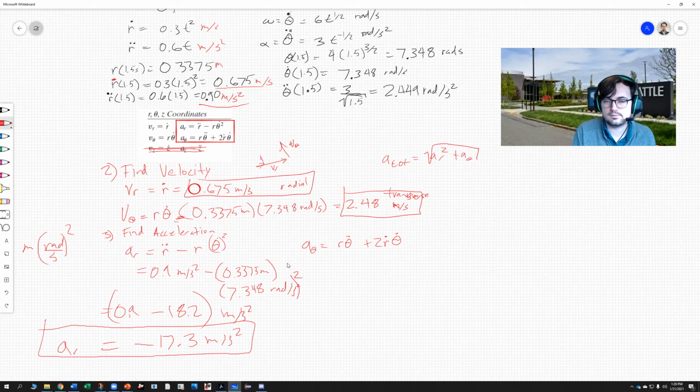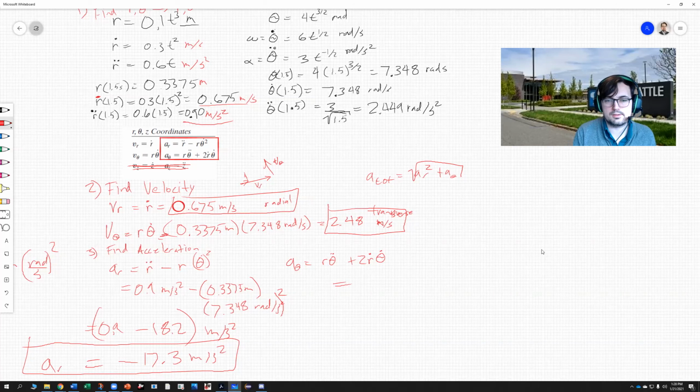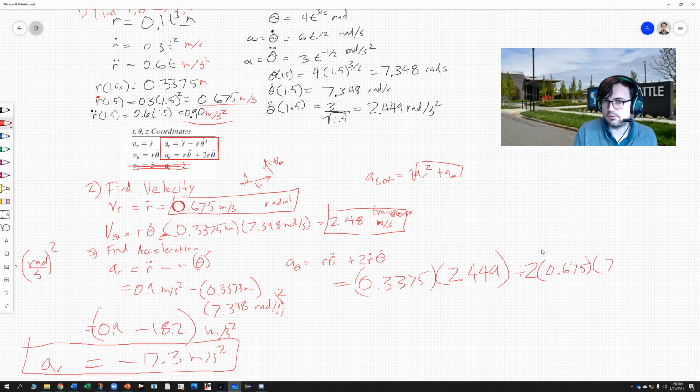a theta is going to be r. In this case, r is given up here. That's 0.3375 times theta double dot. Theta double dot is 2.449, plus 2 times r dot. r dot is 0.675. Theta dot is 7.348.